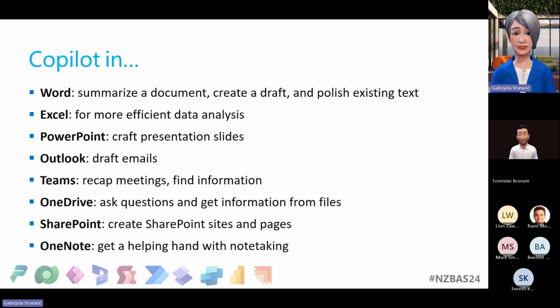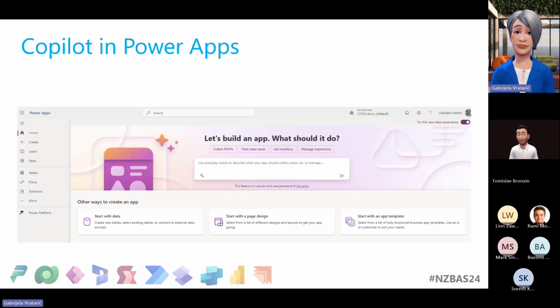And what is it doing in PowerApps? We will see now. This is the front page of PowerApps, if you haven't seen it already. You have a place where you can start building an app, but on the front page now, at the top of the page, you can see a place for adding your text, and this is Copilot. It can help you with starting to create an app.